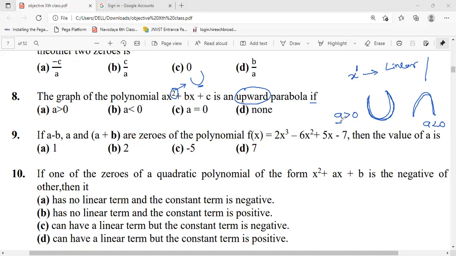What is a? It is the x square coefficient only.